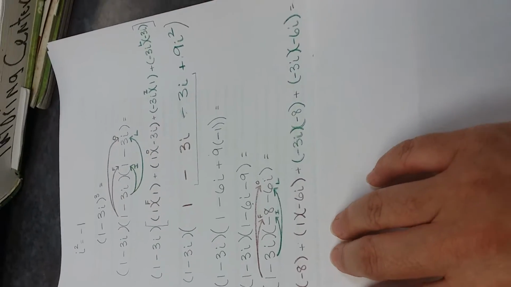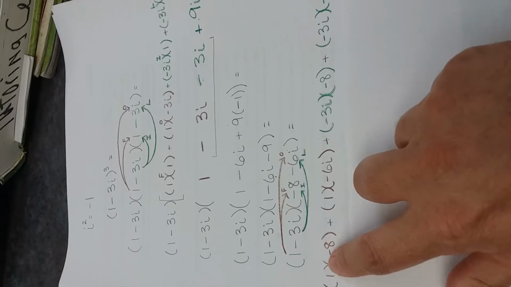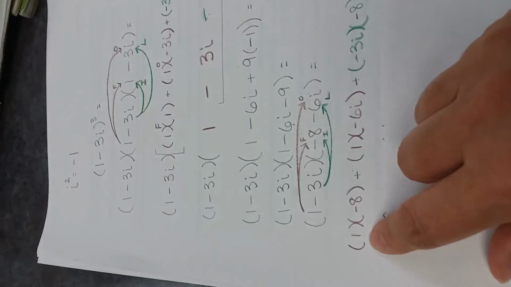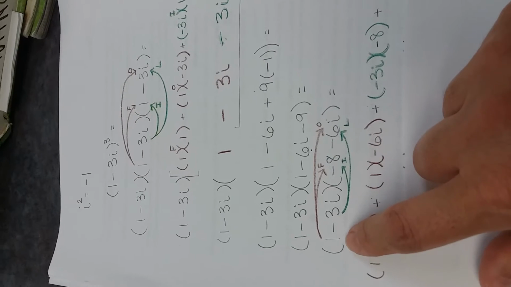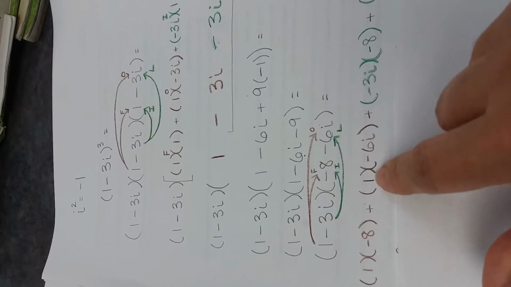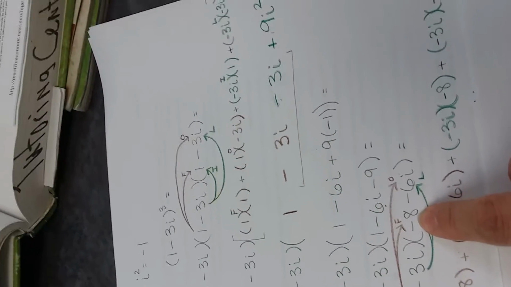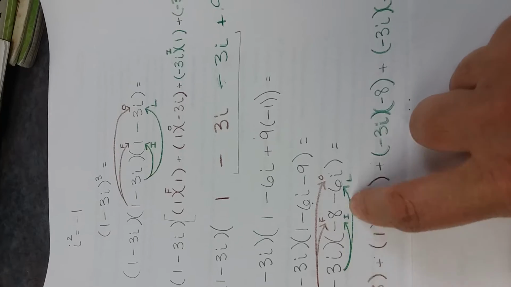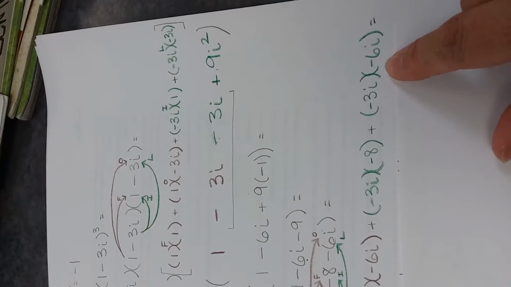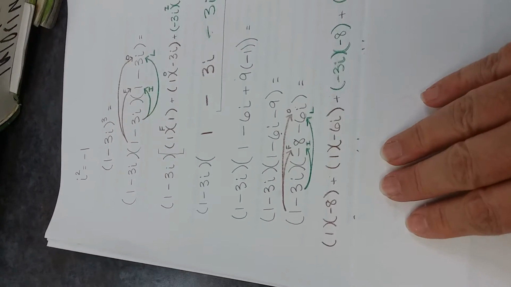So I do my baby step, training wheels kind of thing. Ooh, I forgot to label it FOIL. So first is 1 times negative 8. And then outer is 1 times negative 6i. And then inner is negative 3i times negative 8. And then last is negative 3i times negative 3i. Then I'm going to do my multiplication after that.